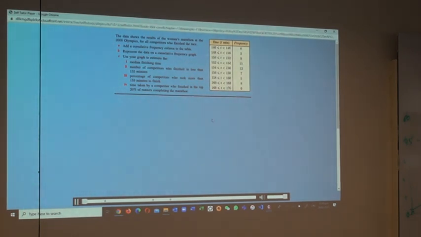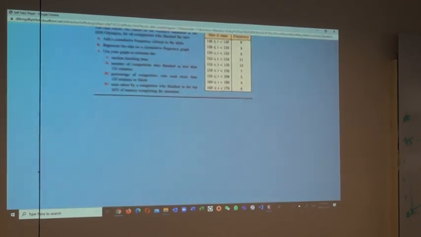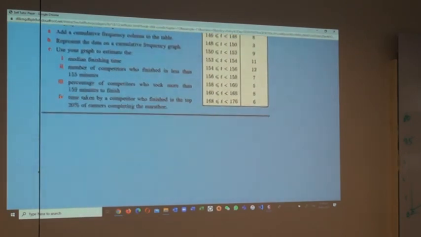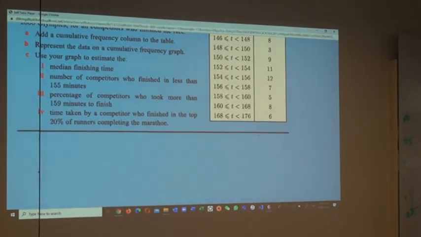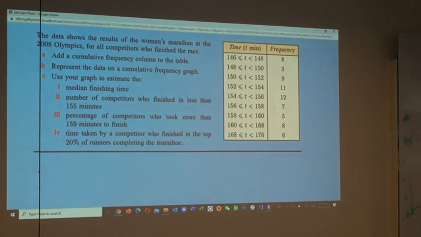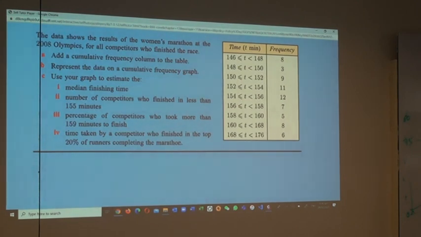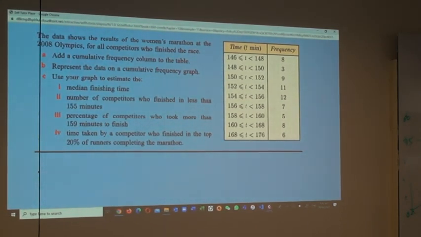A percentile is the score below which a certain percentage of the data lies. The quartiles we have calculated are special examples of percentiles. The lower quartile is the 25th percentile. The median is the 50th percentile. And the upper quartile is the 75th percentile. We can estimate percentiles using a cumulative frequency graph.